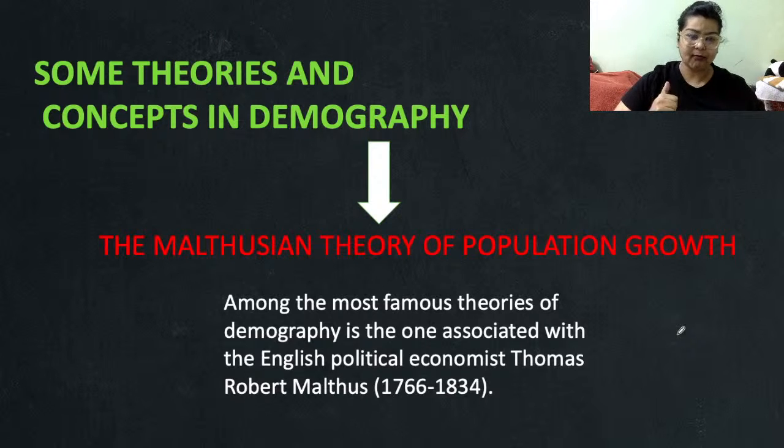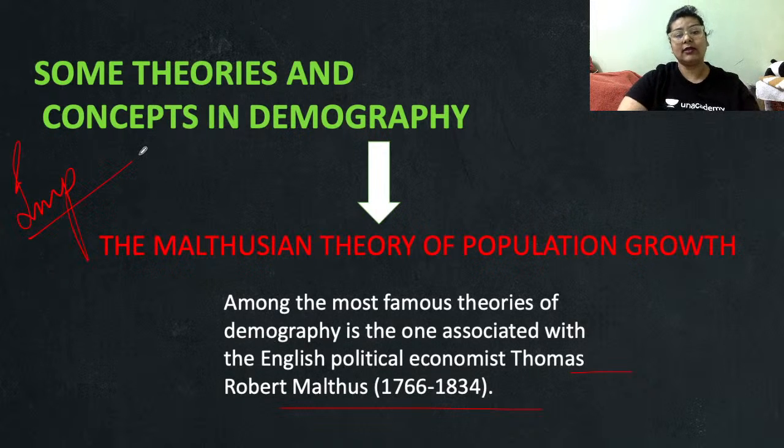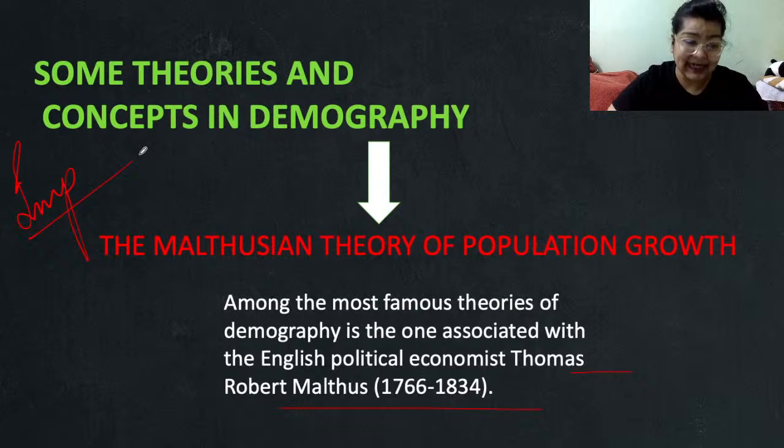Now, why? Among the most famous theories of demography, this was one associated with the English political economist Thomas Robert Malthus. This year and this name you have to remember, because a question can definitely come on who coined the entire theory of population growth. This was named the Malthusian theory because of the political economist. Please don't confuse it with a sociologist. Remember the name, remember the year. This plays a very important role.